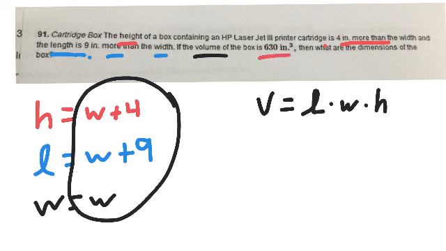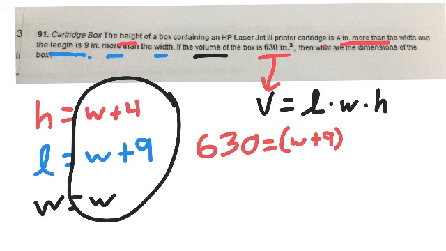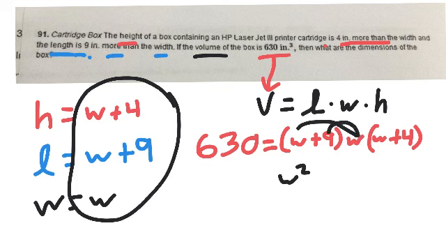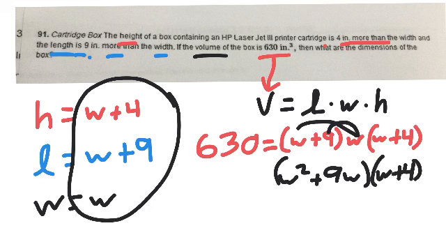So when I plug in the volume is 630, I get 630 equals the length, which is W plus 9, times the width, which is W, times the height, which is W plus 4. Now we're going to go ahead and distribute that out. W times W is W squared. W times 9 is 9W. And then that needs to be multiplied by W plus 4. So I have to distribute again.